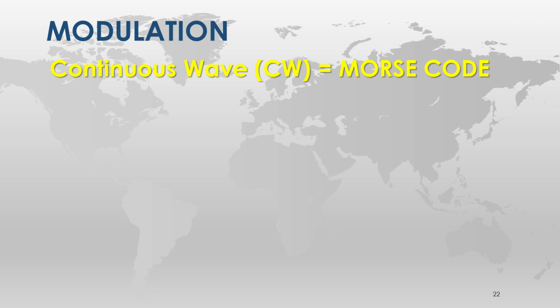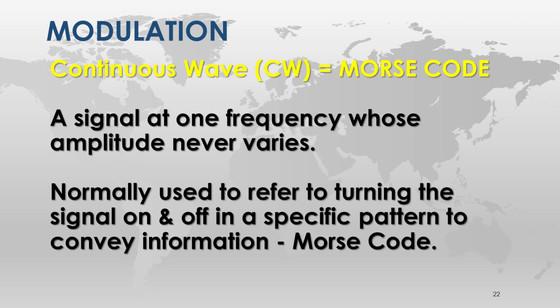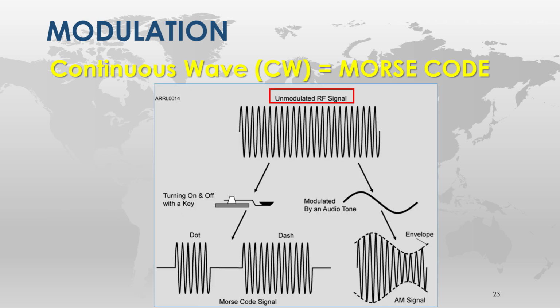Okay, continuous wave, CW is Morse code. It's in yellow. CW is Morse code for continuous wave. Signal at one frequency whose amplitude never varies. Normally used to refer to turning the signal on and off in a specific pattern to convey information. Dit, dit, dit, dot, dot, dot, dit, dit, dit. It's either SOS or OSO. Continuous wave, Morse code. So you've got this signal here. This is your carrier, and then you turn it off. And it's back on, you turn it off. Continuous wave is Morse code, that's all you need to know off that slide.